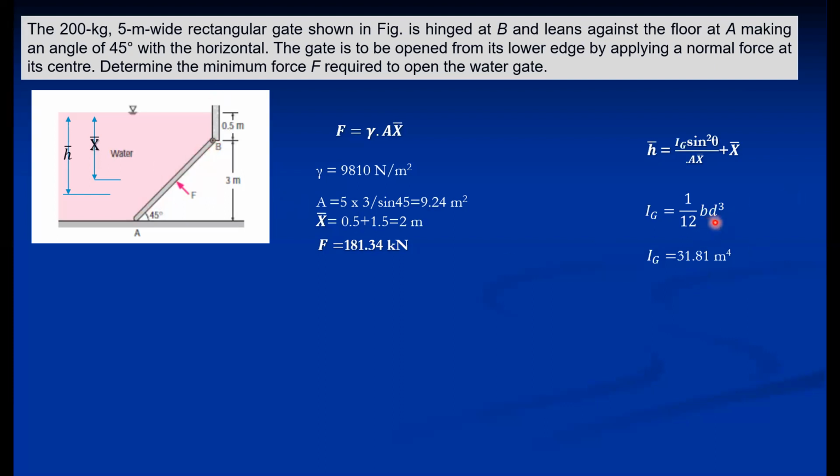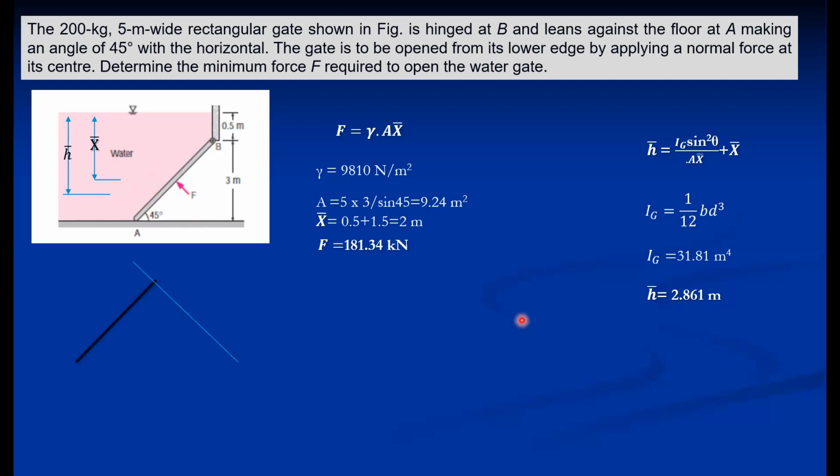How to recognize B and D, I once again tell you. B is nothing but the side which is parallel to the free liquid surface. So in this case, it is 5 meters. And the perpendicular is 3 upon sine 45. That is this particular perpendicular. So 31.81 m raised to 4. And H bar is 2.861 meter. So this is the force where it is applied, somewhere here the force is applied.